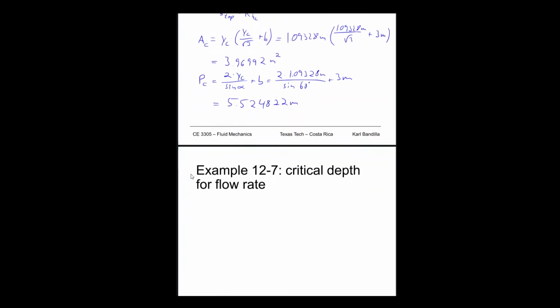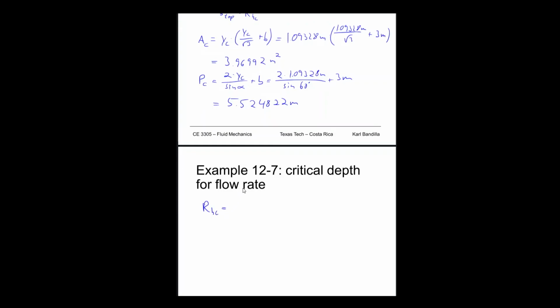Now we can go back and look up what the wetted perimeter for a trapezoidal cross section is. It's 2 times YC divided by sine alpha plus B. So in our case, that is 2 times 1.09328 meters divided by sine of 60 degrees plus 3 meters, and that is equal to 5.524822 meters.